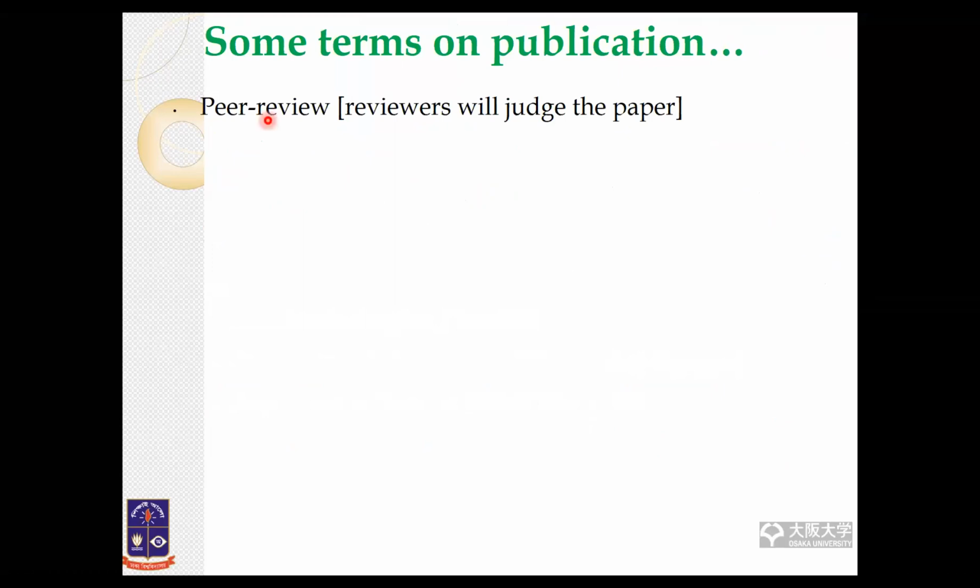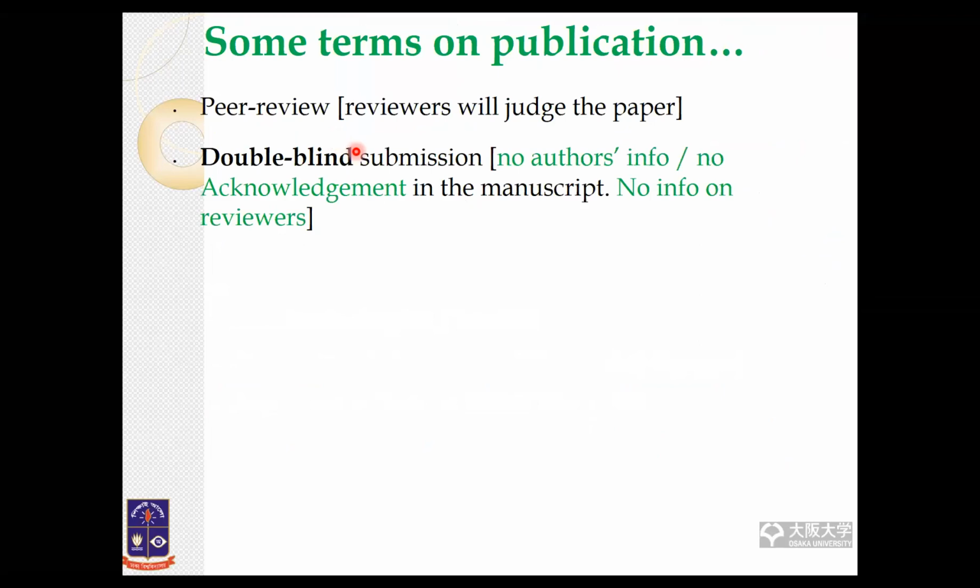So peer review, some of you may not know, means that reviewers will judge the paper. In some cases, we call it double-blind submission. It means that the paper shouldn't have any author's information, no acknowledgement in the manuscript, and no information on the reviewers as well. And for some journals or conferences, if they say double-blind submission and you put author's information, without further review, it is rejected. Desk reject instantly because you have revealed your identity. So that's why it is important.